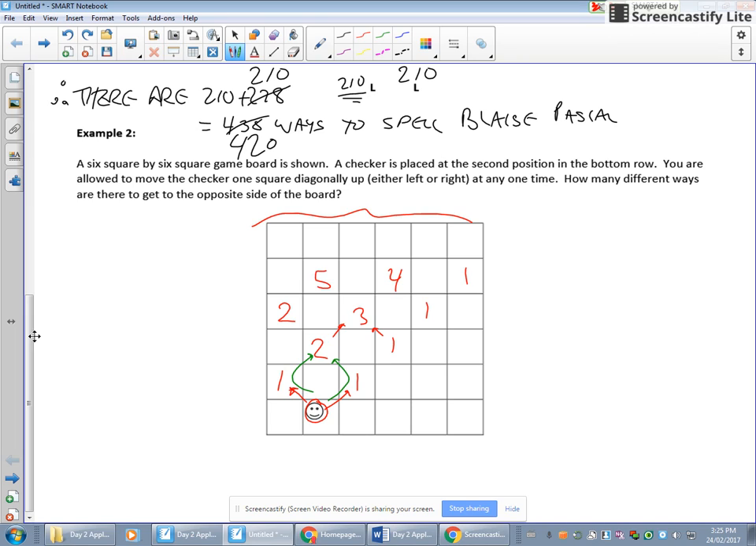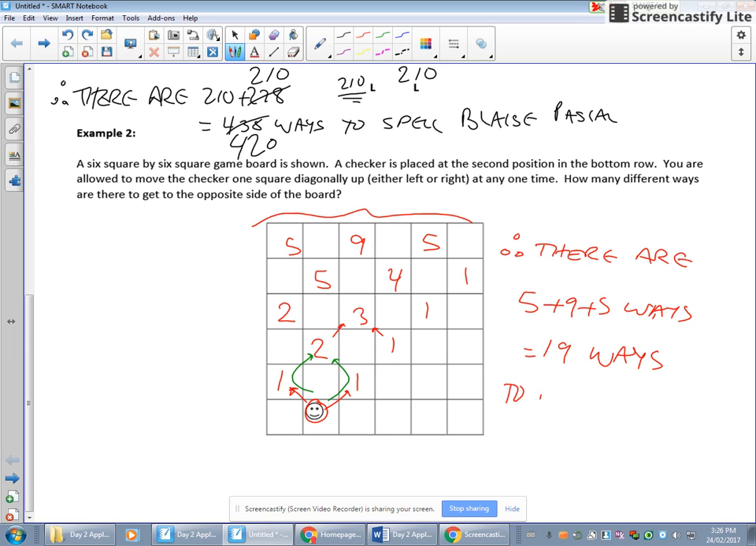2 plus 3 is 5. This is going to be 5. 5 plus 4 is 9. 4 plus 1 is 5. So therefore, there are 5 plus 9 plus 5 ways, which is equal to 19 ways to reach the top of the board.